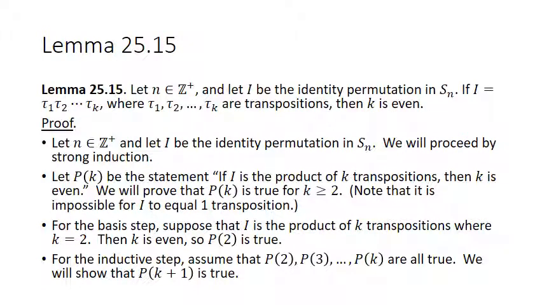Okay, so lemma 25.15, this is the one that was in the book. So let n be a positive integer, and let I be the identity permutation in Sn. If I equals tau 1, tau 2, ..., tau k, where tau 1, tau 2, ..., tau k are transpositions, then k is even. So this is saying that if you're able to write the identity element as a product of transpositions, then it must be an even number of transpositions. So this is interesting. Why would that be the case? Kind of mysterious. But let's go ahead and have a try at proving it.